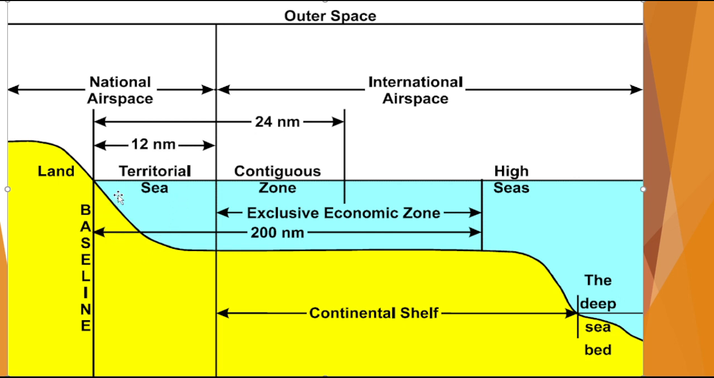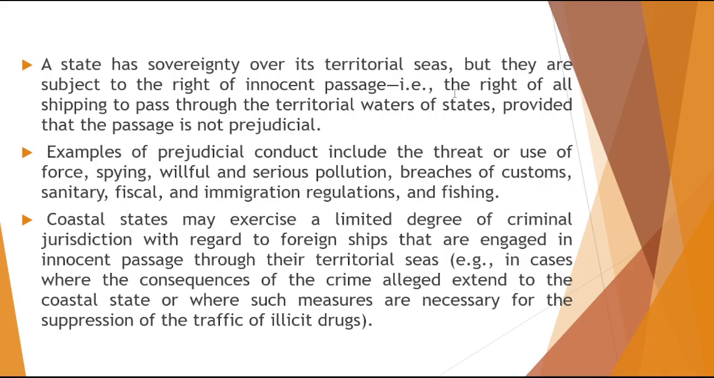It has a similar status to the internal waters, or the rivers and lakes inside the land, right? So on the land, as it has full territorial integrity and sovereignty, the same is the status in the internal waters, and the same is the status in the territorial sea. The exception is only one. That exception is the right of innocent passage, right?